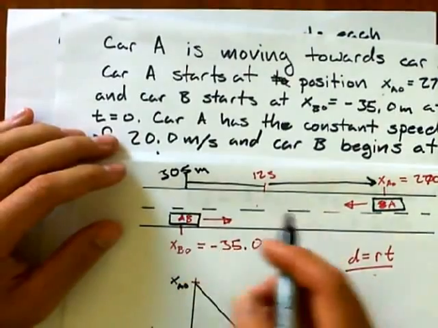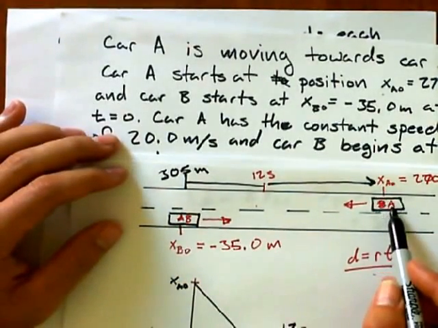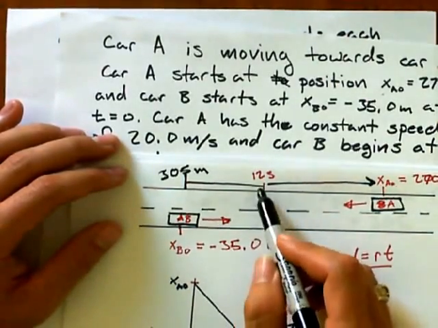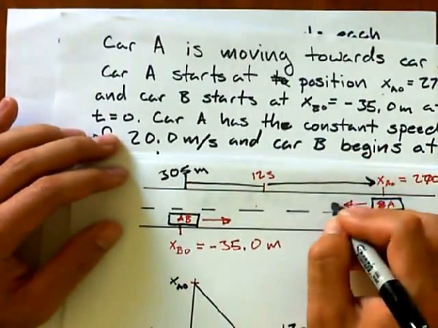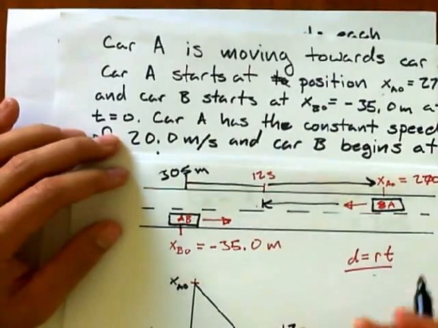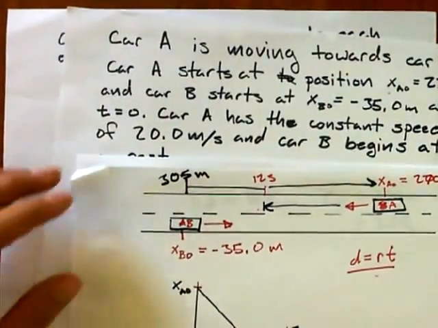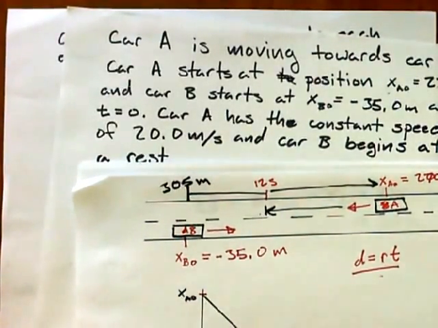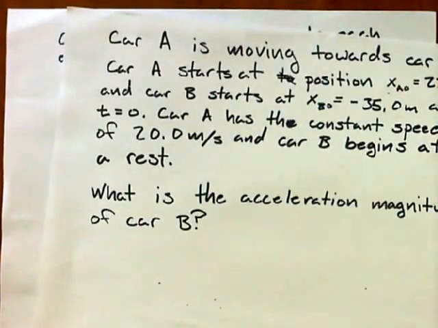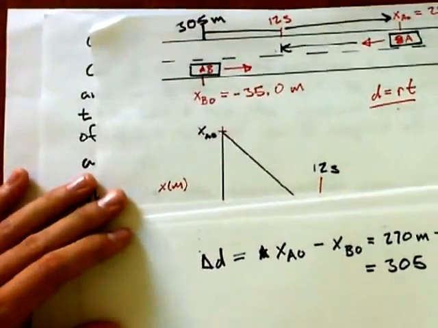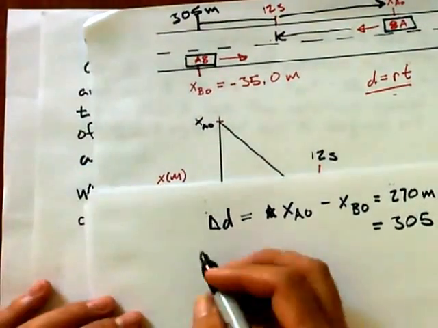Okay, so now we got that. Now we want to figure out how far A goes in 12 seconds. So we can figure out this point right here, the distance from here to our initial point. Okay. So that's not too hard. We're going to use this formula DRT. Where did my piece of paper go? Okay. Put this up here. Okay, so we have DRT.